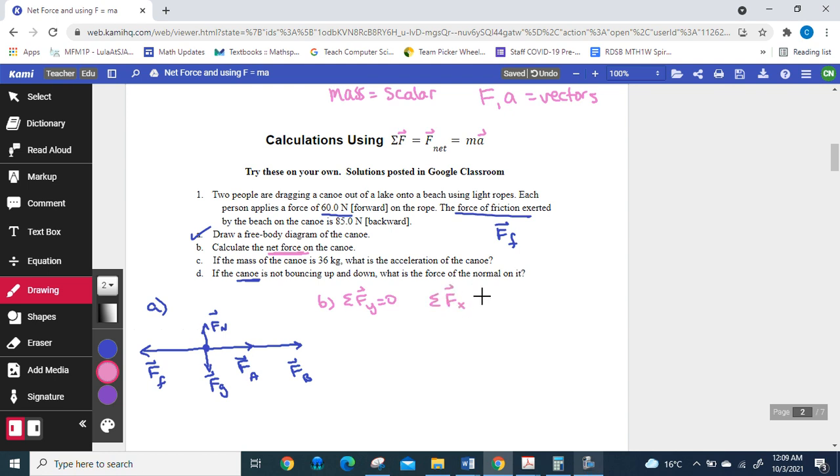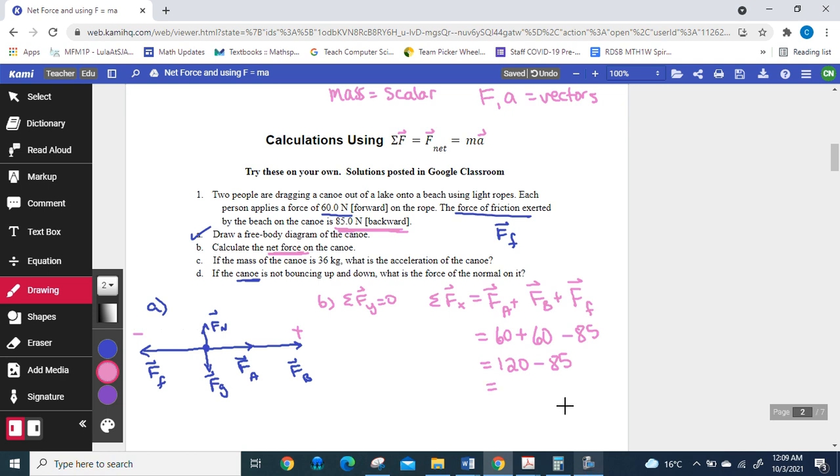But we don't know what's going on in the x direction. In the x direction, I have my force from one person, my force from my other person, and a force of friction. So we add the vectors and then we bring in direction. Let's call this way positive and this way negative. We're going to have a plus 60 because there's two people, and then the force of friction is going backwards, which means we're going to have a minus 85. So in the forwards direction, we have 120 newtons.